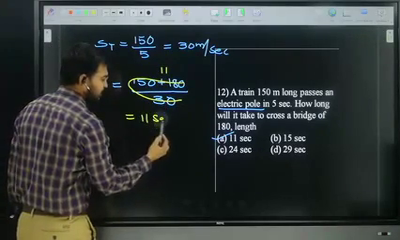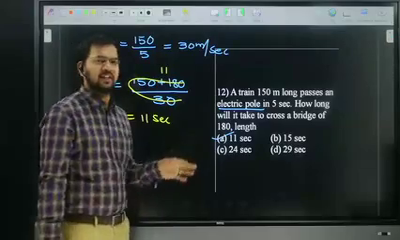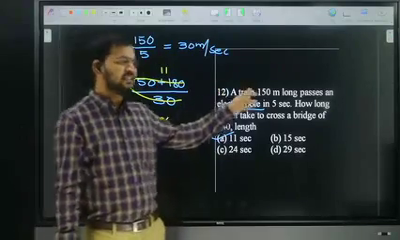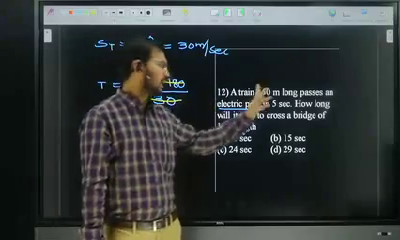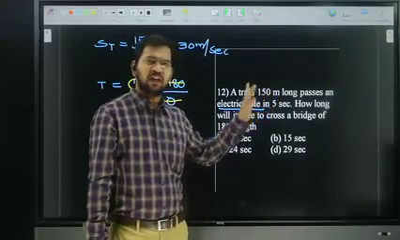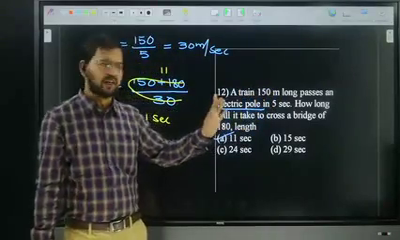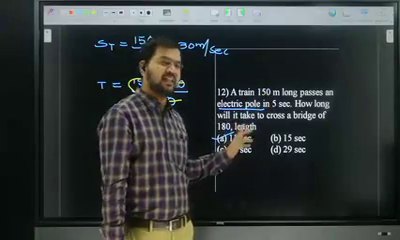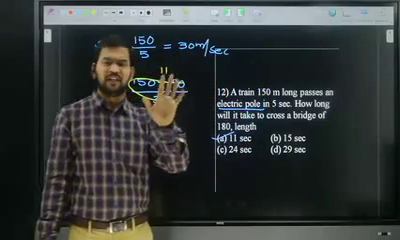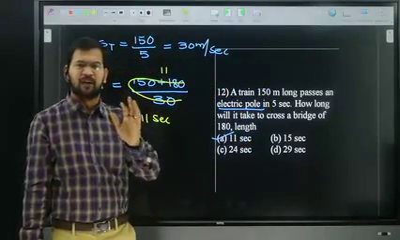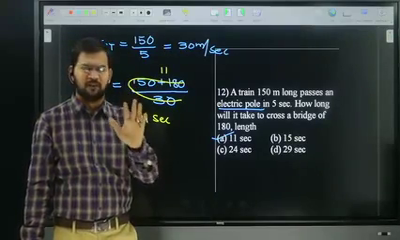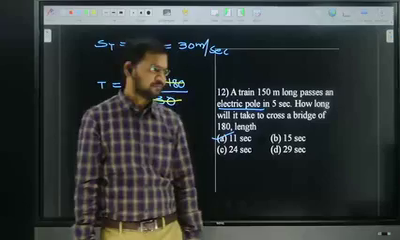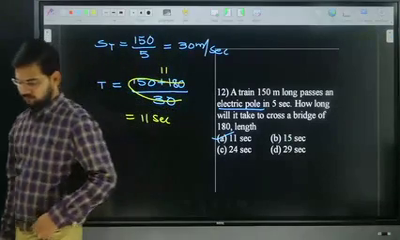11 seconds. In the exam, no need to do it like this. So 150 meters in 5 seconds means speed of the train is 30 meters per second. Whenever a train is crossing a bridge, length of the train plus length of the bridge, 150 plus 180, 330. 330 meters by 30, exactly it will take 11 seconds. All of you okay? Very good. Just make a note.